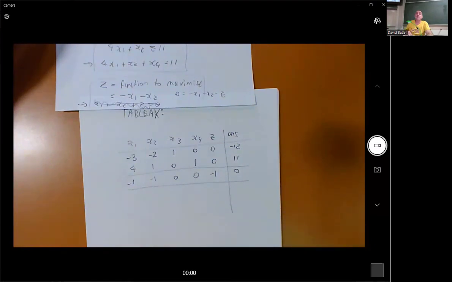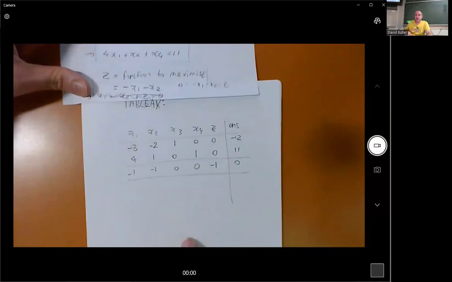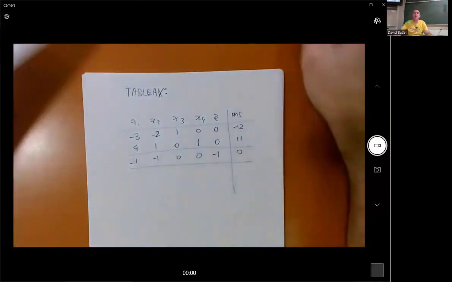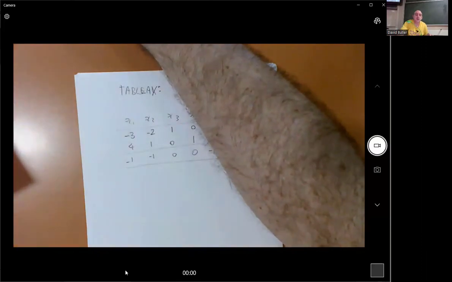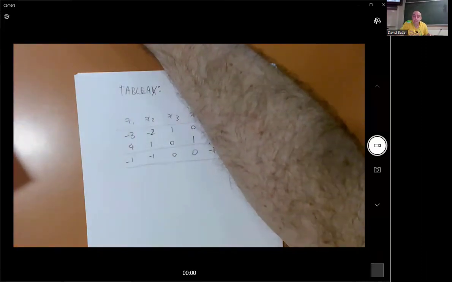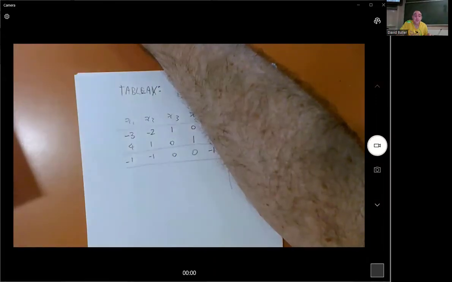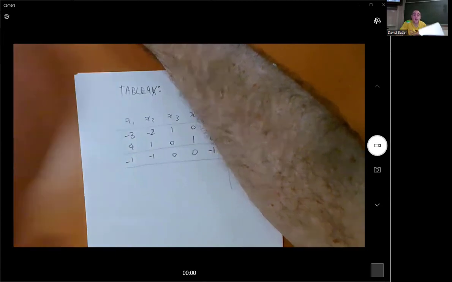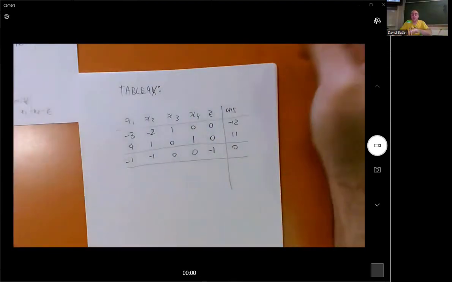Could be wrong, but I'm going to give it a go. So you're supposed to choose the most negative one of these things, and they're all equally negative. And so does it matter which one? Did they tell us how to decide between the most negative ones?